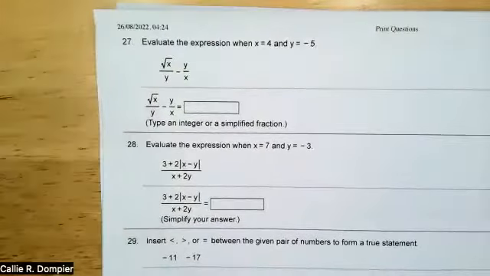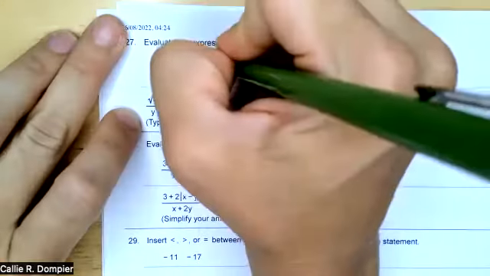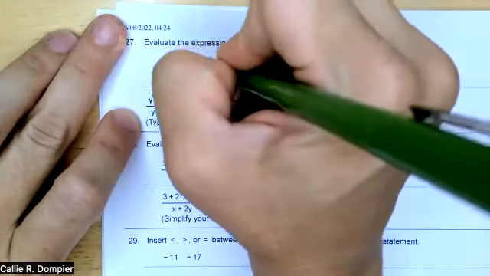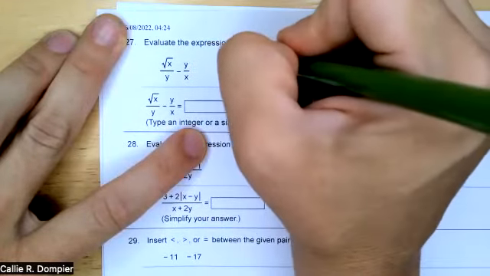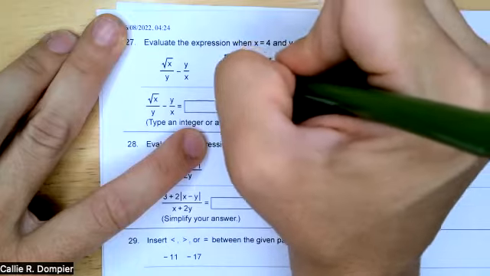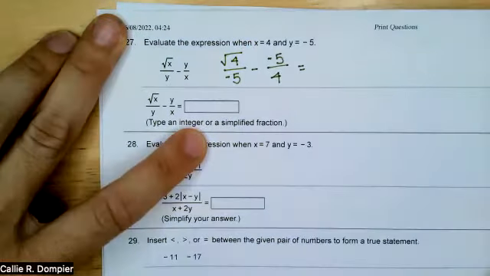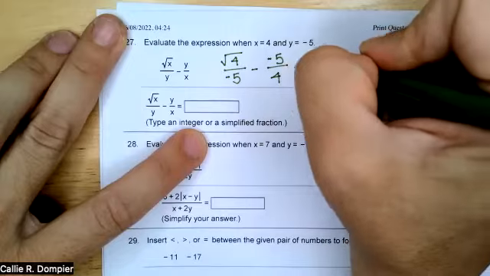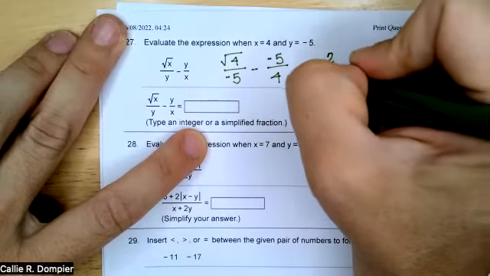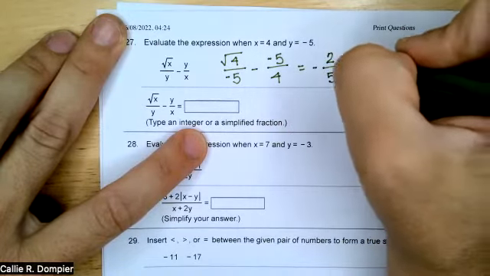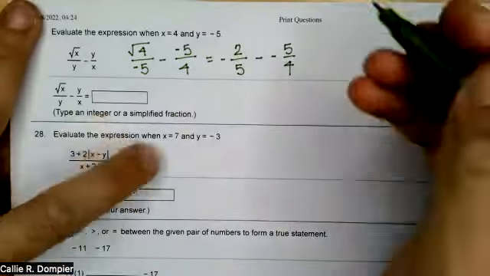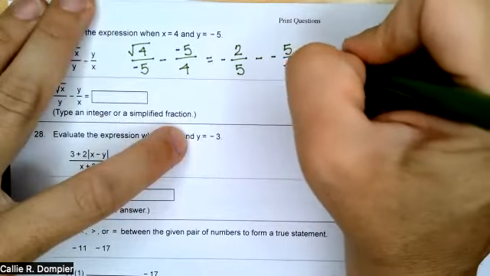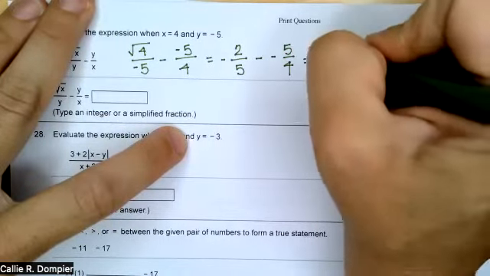All right, 27. Evaluate the expression when x is 4 and y is negative 5. So we have the square root of 4 over negative 5 minus negative 5 over 4. Good. The square root of 4 is 2 because 2 times 2 is 4. So we have negative 2/5 minus negative 5/4, right? Or negative 2/5 plus 5/4.